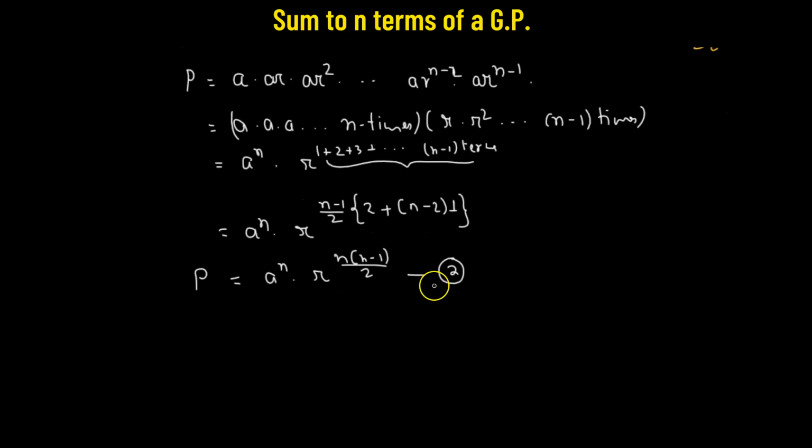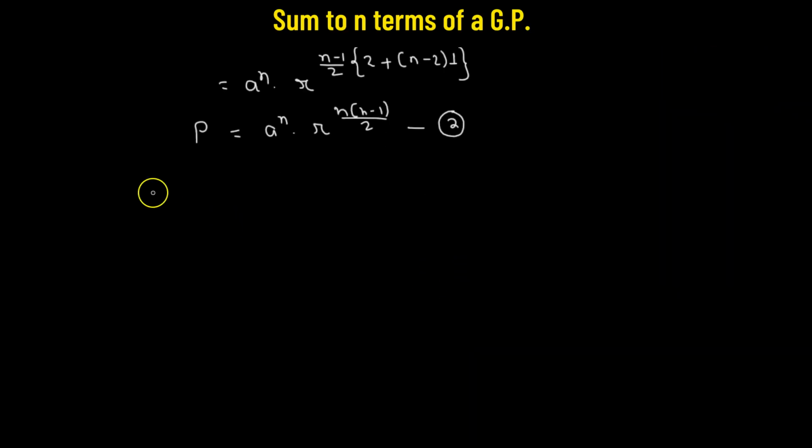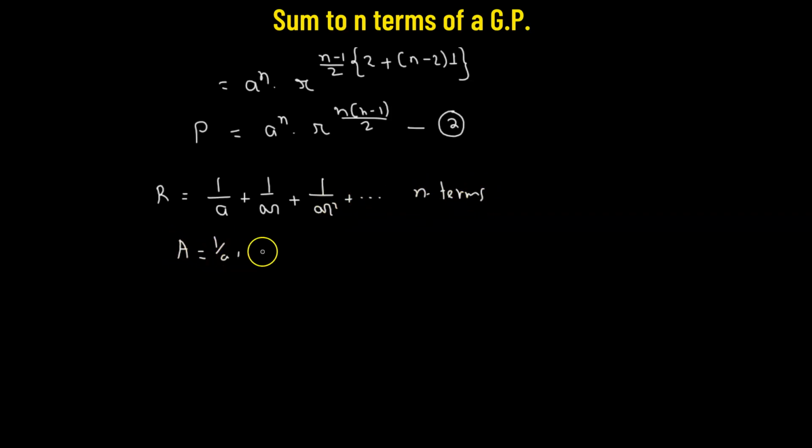And then we have R. R represents the sum of the reciprocals of the terms. So our first term's reciprocal is 1 over a. The second term's reciprocal is 1 over a r. Then we have 1 over a r squared. This goes all the way up to n number of terms. So here our first term is 1 over a, and the common ratio is 1 over a r, the second term, divided by the first term. That means simply multiplying by the reciprocal of the first term. So our common ratio will be 1 over r.